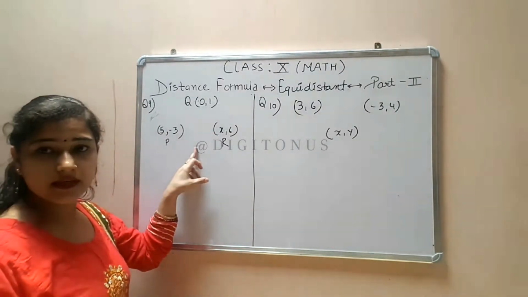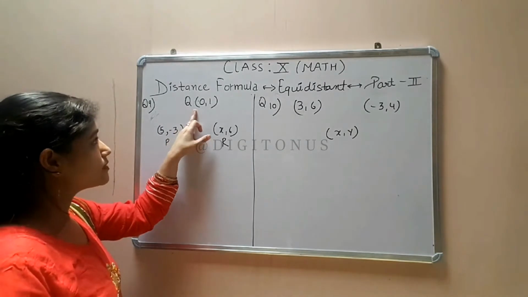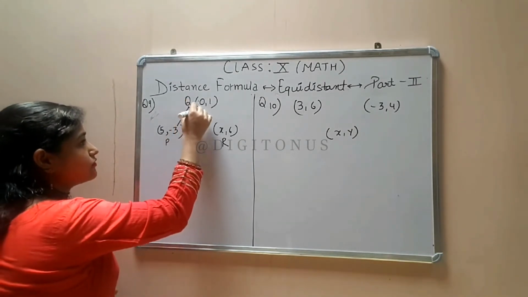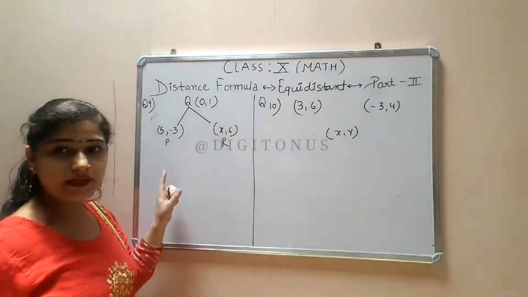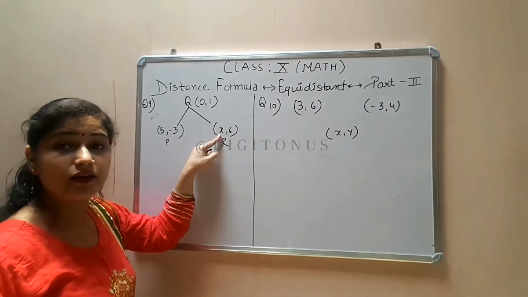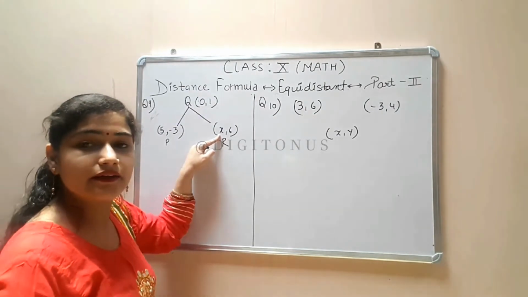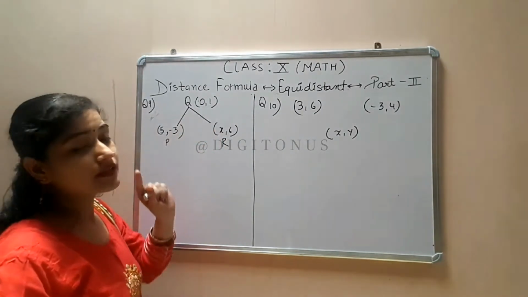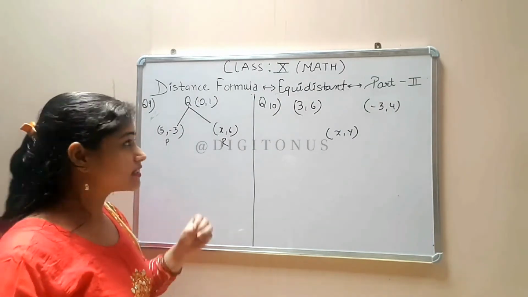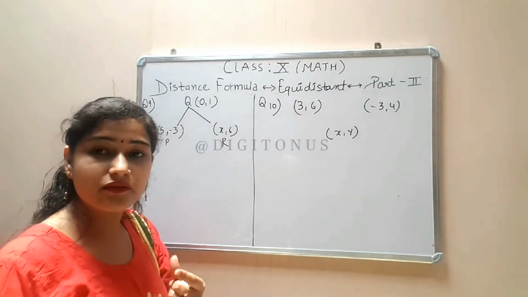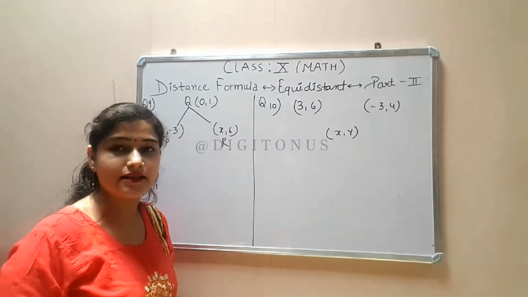In question number 9, they are saying that there is a point Q which is equidistant from both the points P and R. So find the value of x. It's the same as question number 7. Only the difference is that in question number 7, the language was tricky: the point Q means that point which is equidistant from both the points, that is on the x-axis.